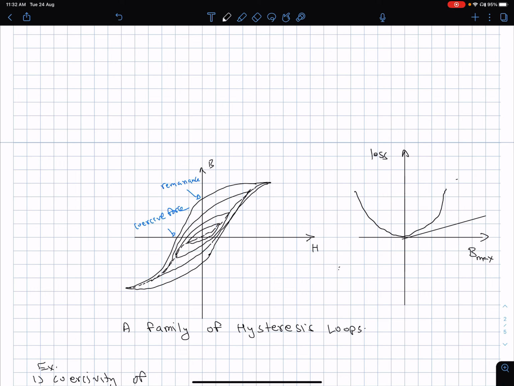It will look something like this. Of course, there could be some intersection like this, but that's not the point I am trying to make. That depends upon the slope. But the point is this.